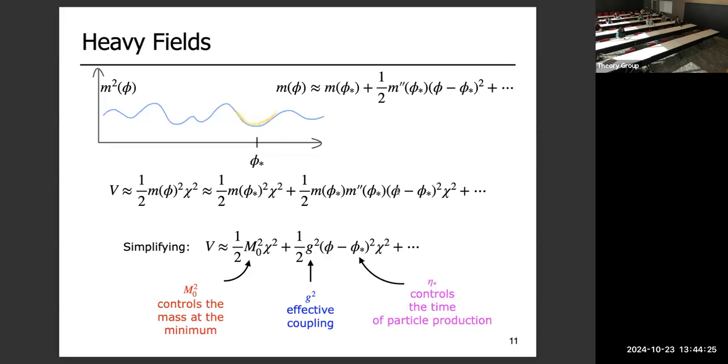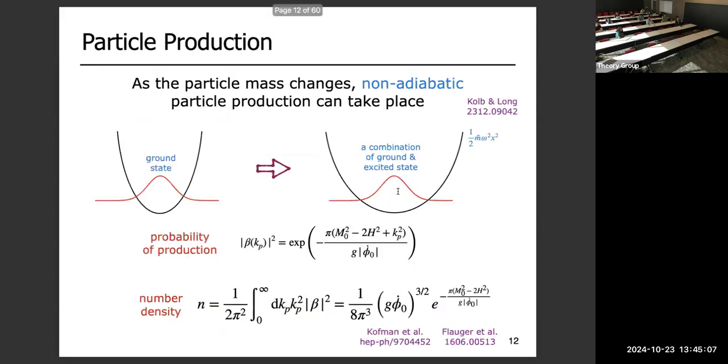So we'll see that there are three parameters here: m0, which is the mass at the minimum, the effective coupling, and then the field value of the inflaton at the time of particle production. But that also controls the time or the horizon size when particle production happens. So I'll denote that by eta star, which is the horizon size at the time of particle production. Okay. So we'll see these three parameters would basically dictate almost all the phenomenology, both in the context of CMB and in the context of galaxy formation. Any question so far about the model? All right. So very good.